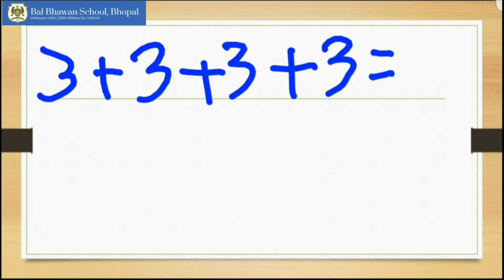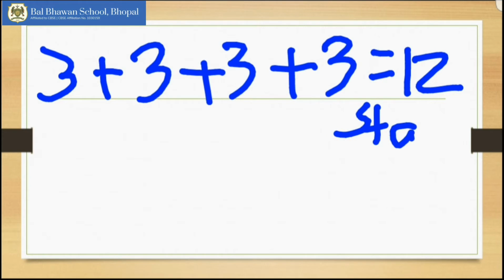Okay, now 3 plus 3 children, it is, yes, 6. Now if we add 3 and 6, you can count 3 times after 6, that is 7, 8 and 9. Then again one 3 is left, so we will add 3 again to this 9. So you can count 3 times after 9, that is 10, 11 and 12. So how many total stars? Yes, 12 stars. Children, how many total stars are there?